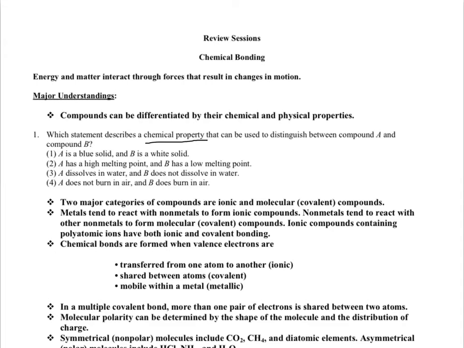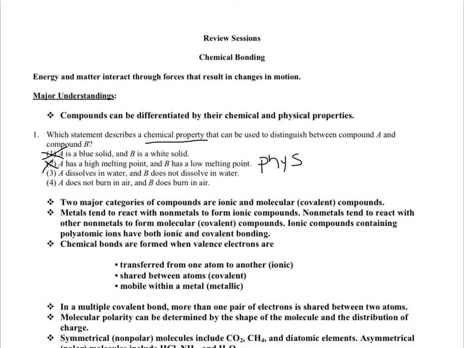So in this case, here we're looking for a chemical property that can distinguish two compounds from one another. So the state of matter, the fact that it's a solid given in choice A, would not tell the two apart. Now, melting point is a physical property. It's not a chemical property, because when you melt something, you don't change it. So although melting point can distinguish something, this is a physical property.